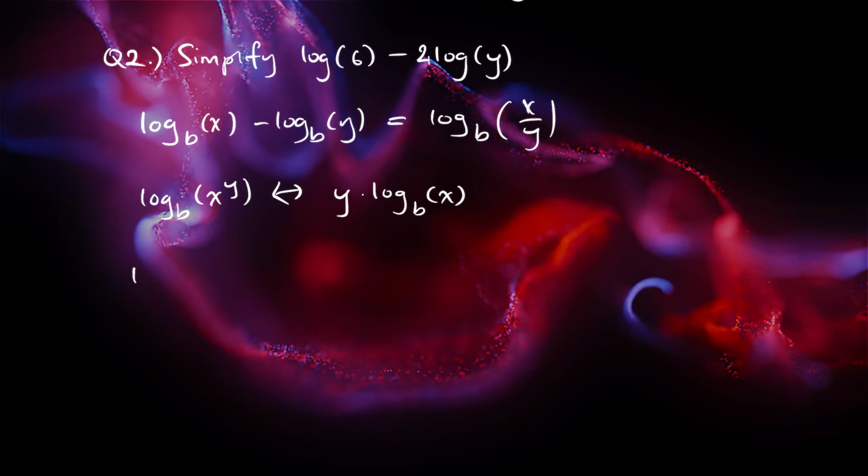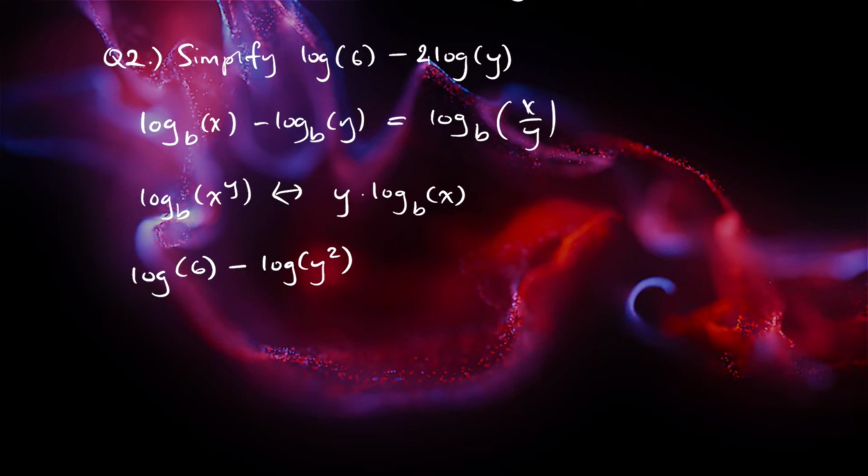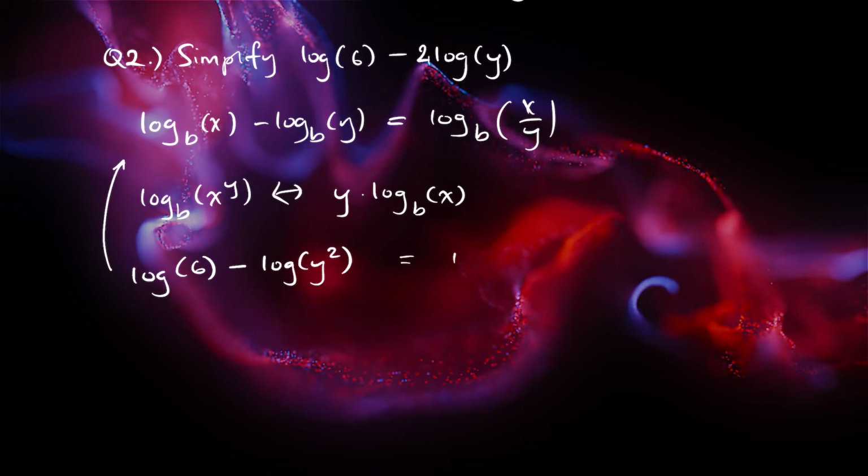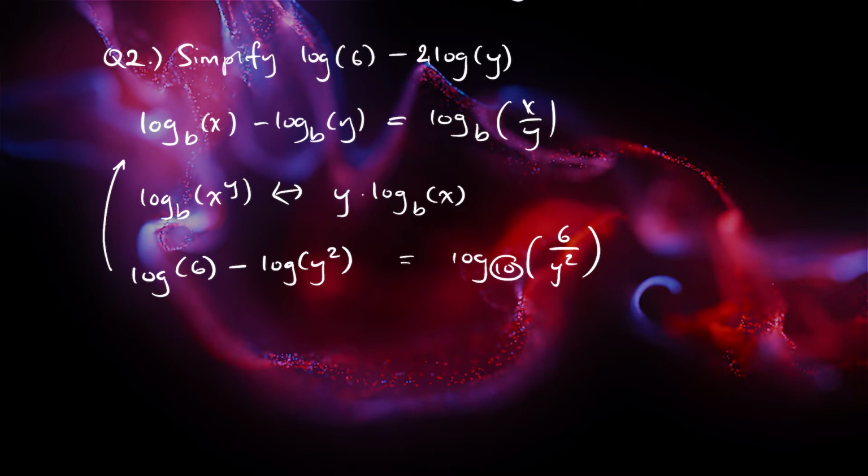Right, and so if I apply it to this here, this is the same as log 6 minus log of y squared, right? And now because we've got it into this form up here, we can actually simplify it down a lot easier. So this is equal to the log base 10 of 6 over y squared. And we don't actually have to specify this base 10. We just assume that it's base 10, right? But this is our final answer.